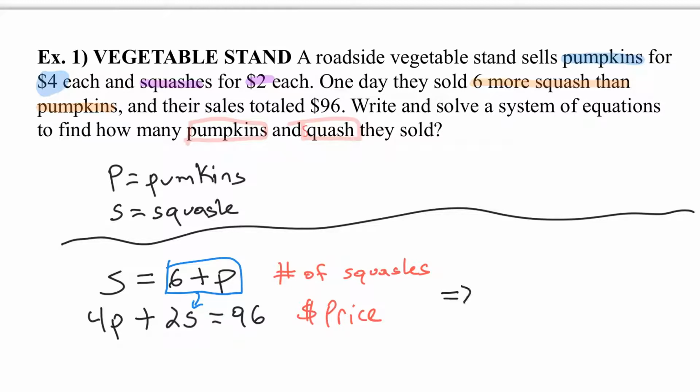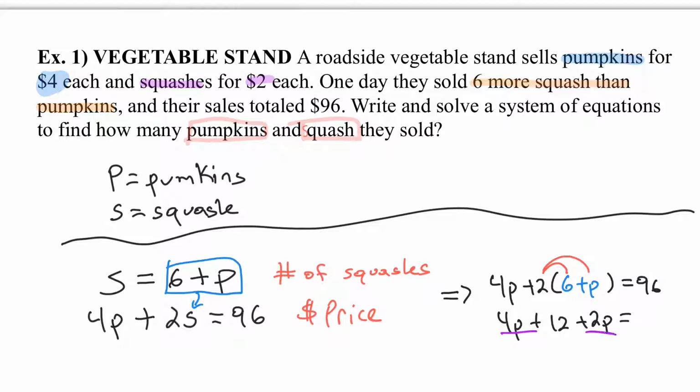So let's go ahead and do that on the side. I'm going to have the 4p plus the 2 times, and I'm going to substitute 6 plus the p into the s equals 96. And now you guys just solve. Distribute the 2. We have 4p, and we have 12 plus 2p. You guys combine like terms right here.